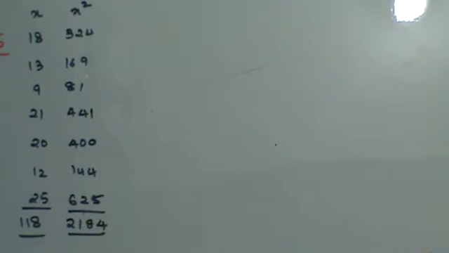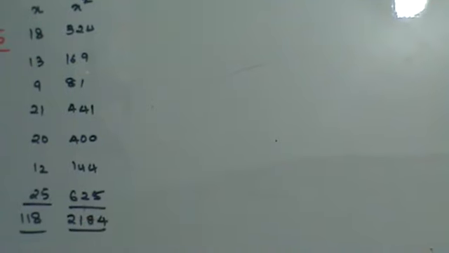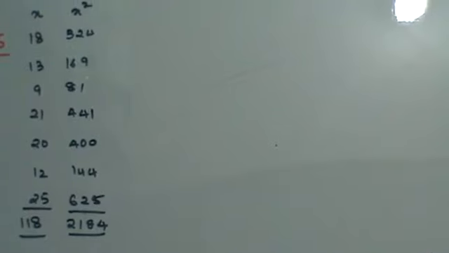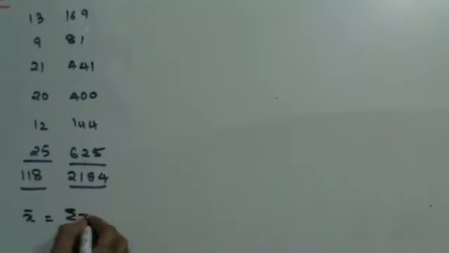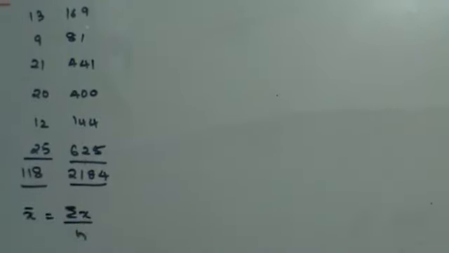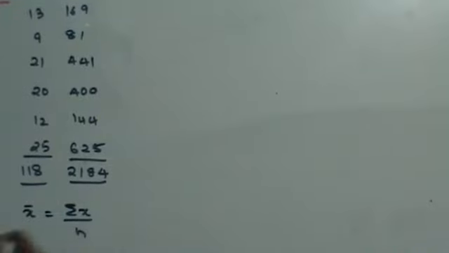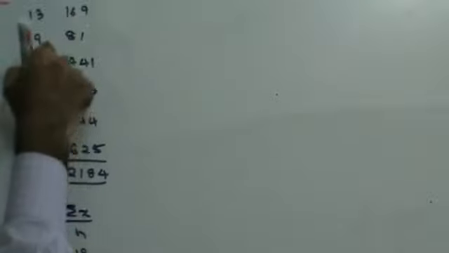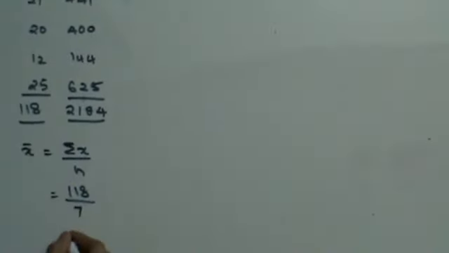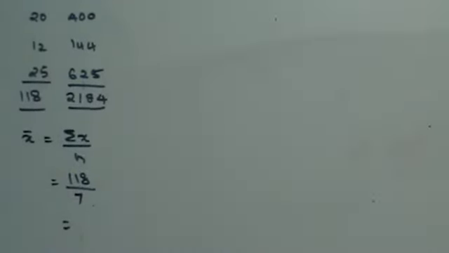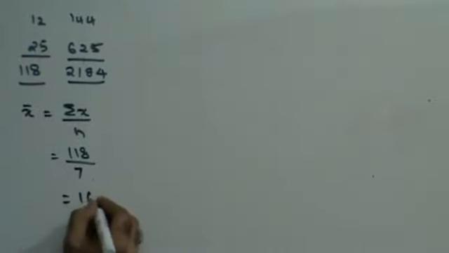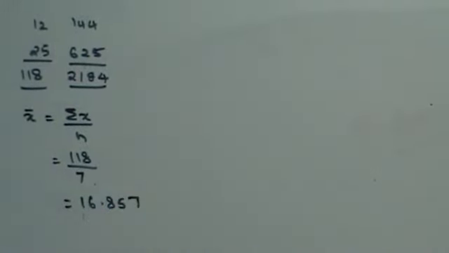Right? Now, same way I could work for plan B, let's first finish everything for plan A. Mean, or I could say that mean is sigma x upon n. This is raw data, so I can say mean is sigma x upon n. So that is 118 divided by 7. 7 numbers are given to you. So in that case, mean is going to be 16.857.